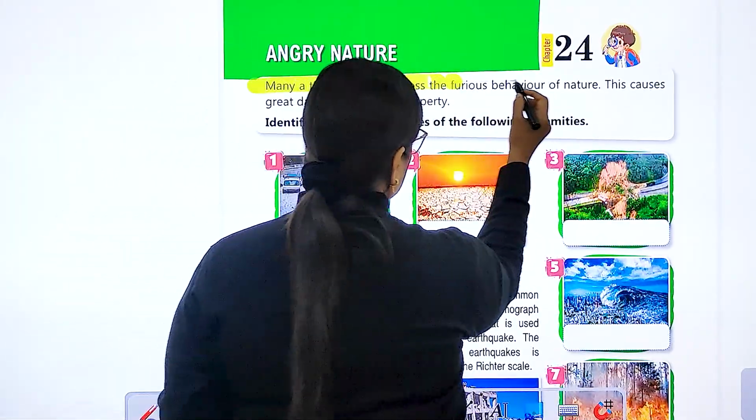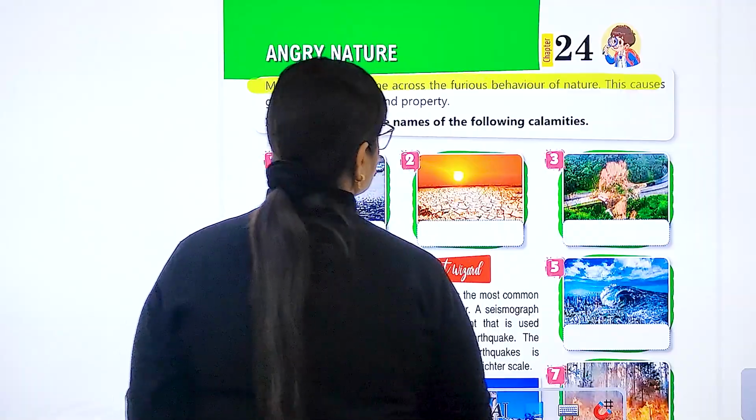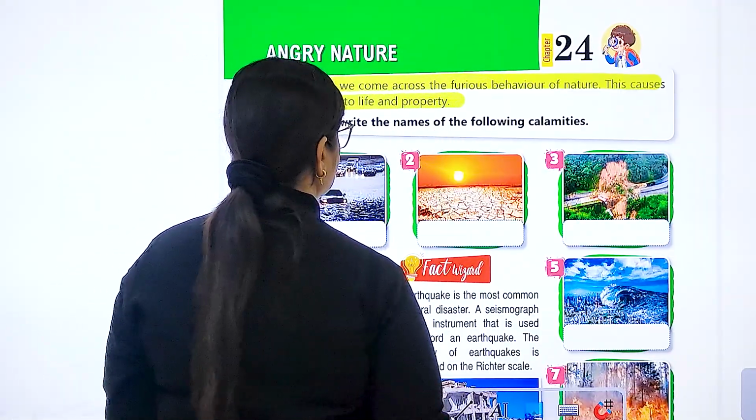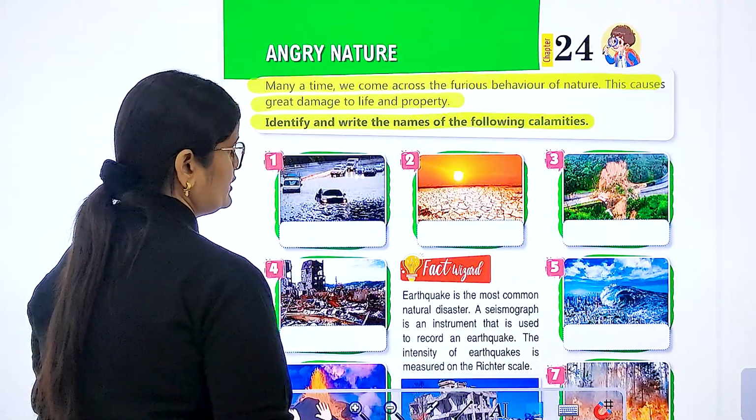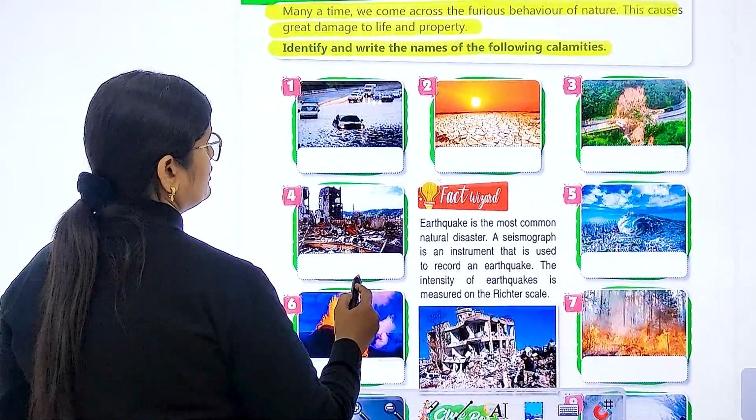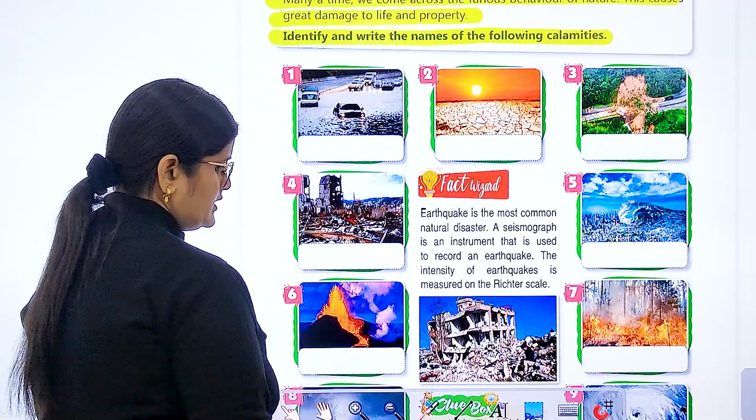Many a time we come across the furious behavior of nature. It causes great damage to life and property. Identify and write the names of the following calamities. First one is flood.